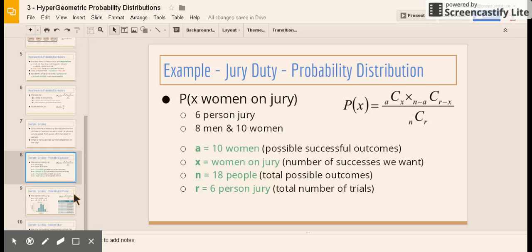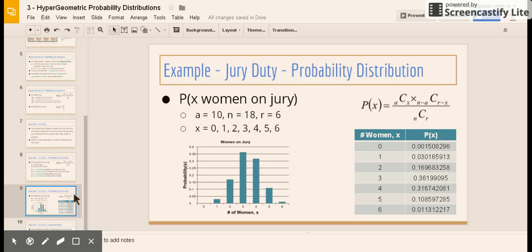All right, here we go, plugging all those numbers into my formula. Again, A was 10, the 10 women. N was 18 people in total. R is 6 people on the jury. And X is the number of women on the jury. I can vary it from 0 women on the jury all the way up to all of the women, 6 women on the jury.